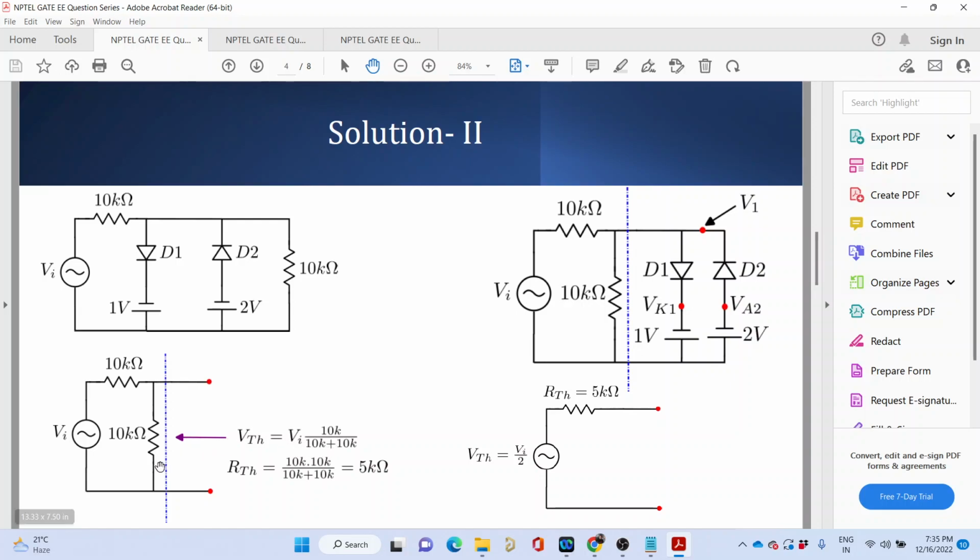Yes, sir. And what would be the Thevenin resistance? You short this source, so 10 kilo ohm and 10 kilo ohm would appear in parallel. So what is the resistance? That is half of this resistance, correct? So it is 5 kilo ohm. You agree with me? Yes, sir. So the Thevenin circuit would look similar to this, as you can see. Okay, let us move to the next step.